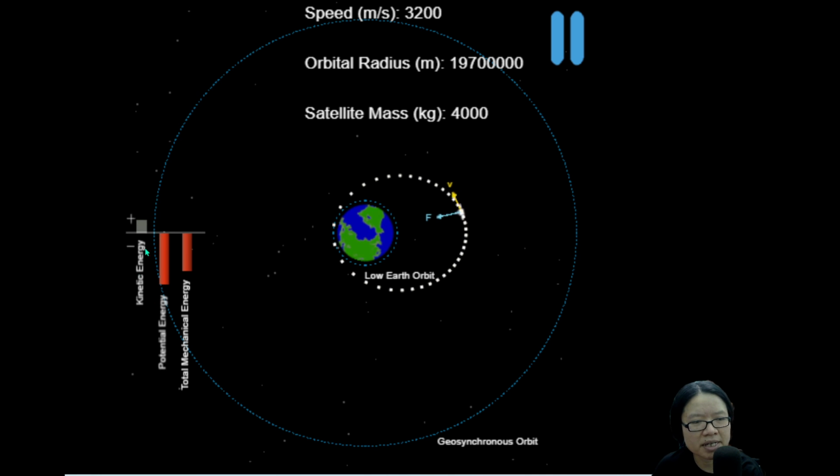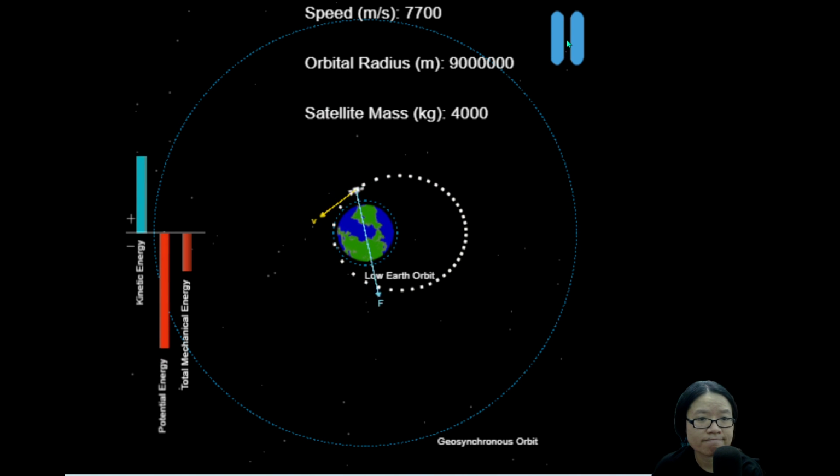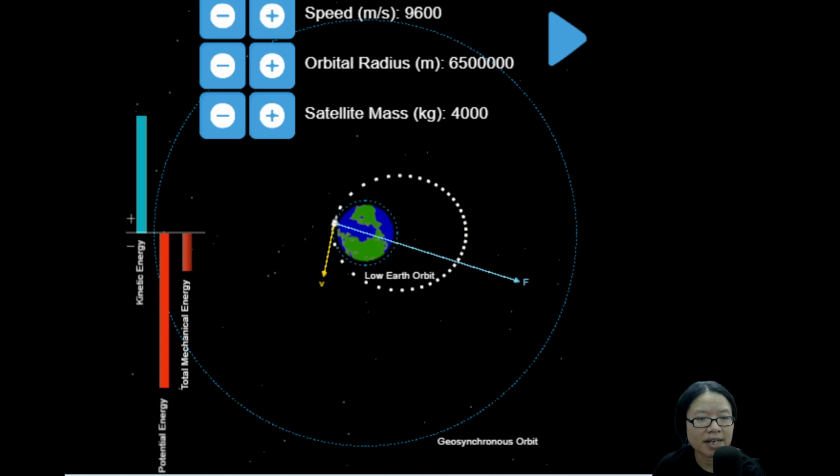But it's actually an interplay between GPE and KE. As the KE increases, the PE will be more and more negative. It will decrease. So maybe somewhere here, less. Now I'm going to continue to take away speed from my satellite.